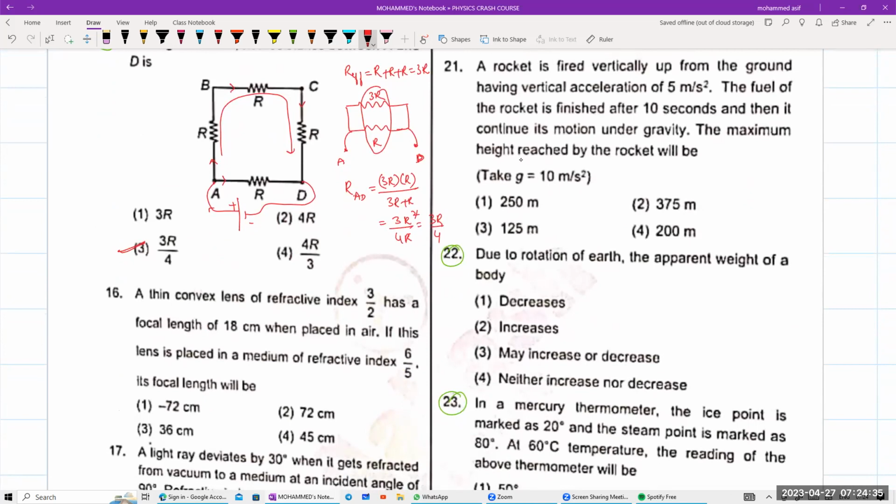Anyone? Due to rotation of Earth, the apparent weight of the body decreases, increases, may increase or decrease, neither increases nor decrease. Due to rotation का formula क्या है बताइए जल्दी से. Rotation of the Earth in gravitation में g' is equals to g minus R omega square cos square theta, isn't it? So obviously you know that due to rotation, the effective value of the g decrease हो रही है कि increase हो रही है. देखो g में से पूरा निकाल रहा हूँ मैं basically due to rotation, तो obviously कमी होगी ना. Isn't it? So it will be decreasing.